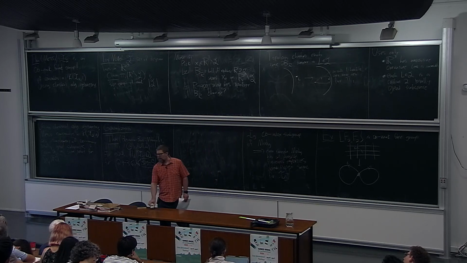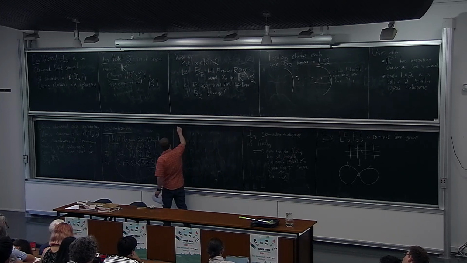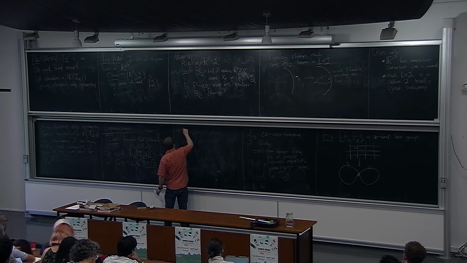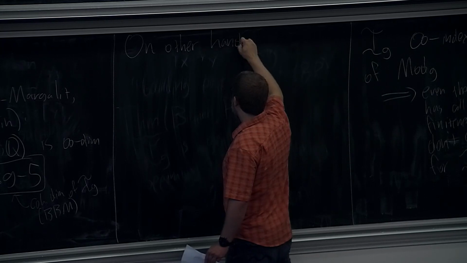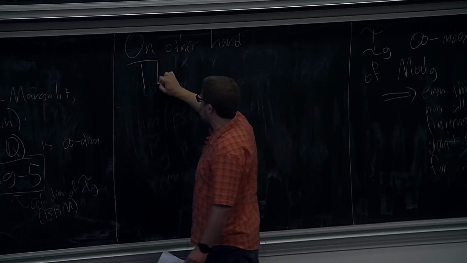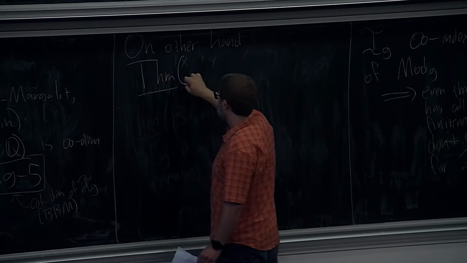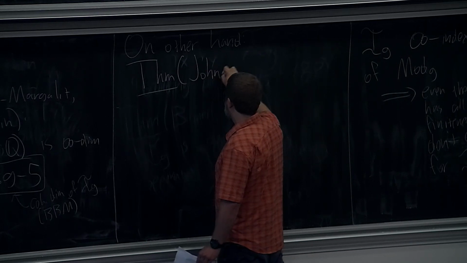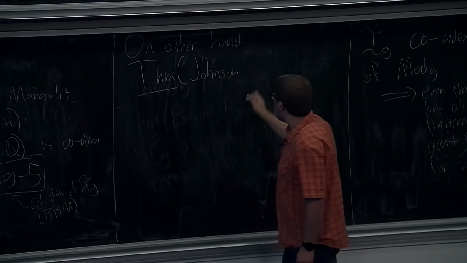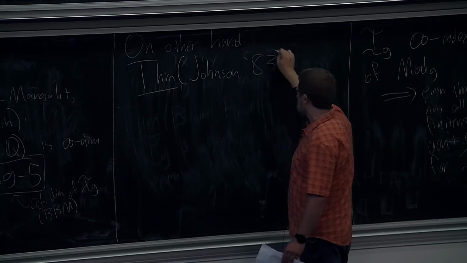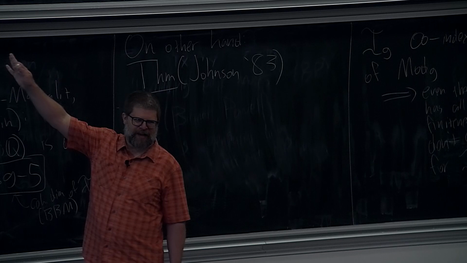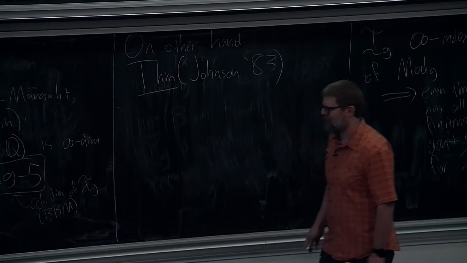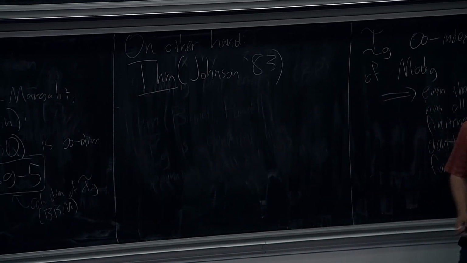This is a theorem of Dennis Johnson. On the other hand, this is in the early 80s, I think maybe 83. Actually, Johnson's theorem came before Mess's theorem. Mess's theorem is in the late 80s, like 89 or something like that. I think it was published in 91. Yes?